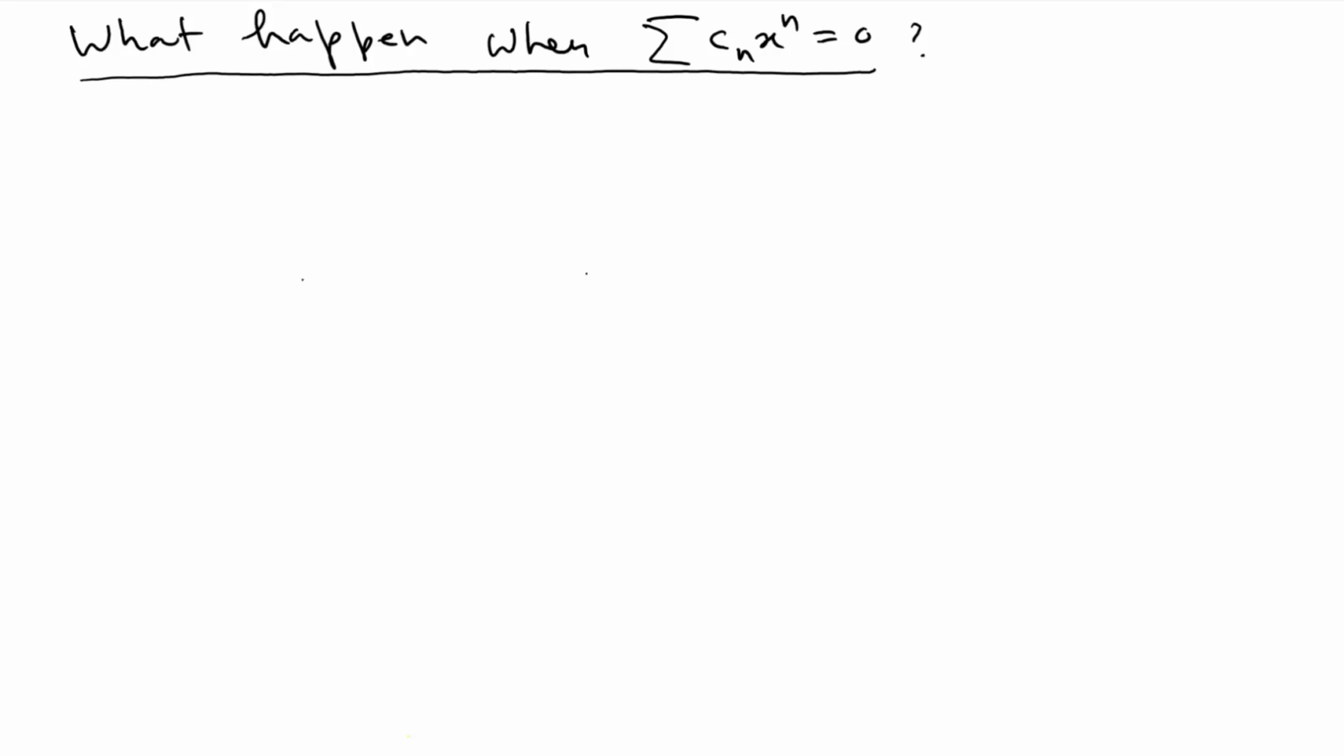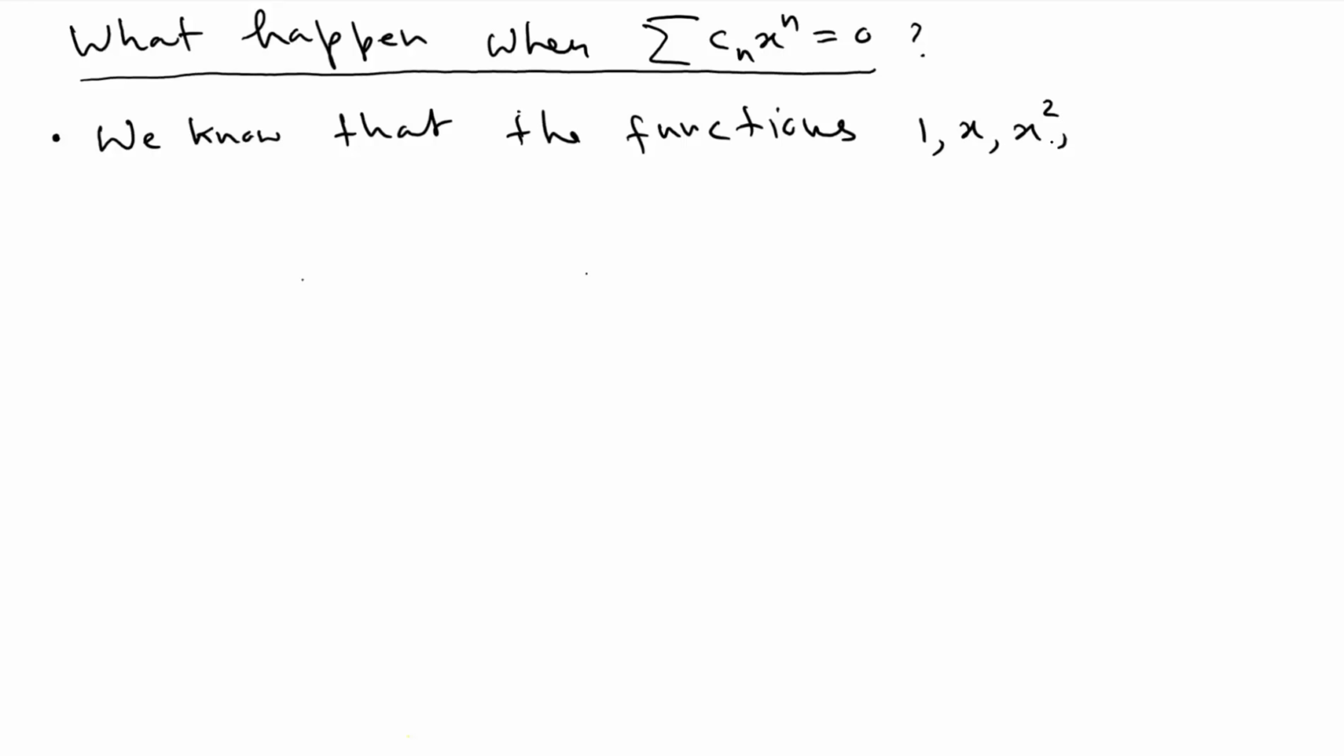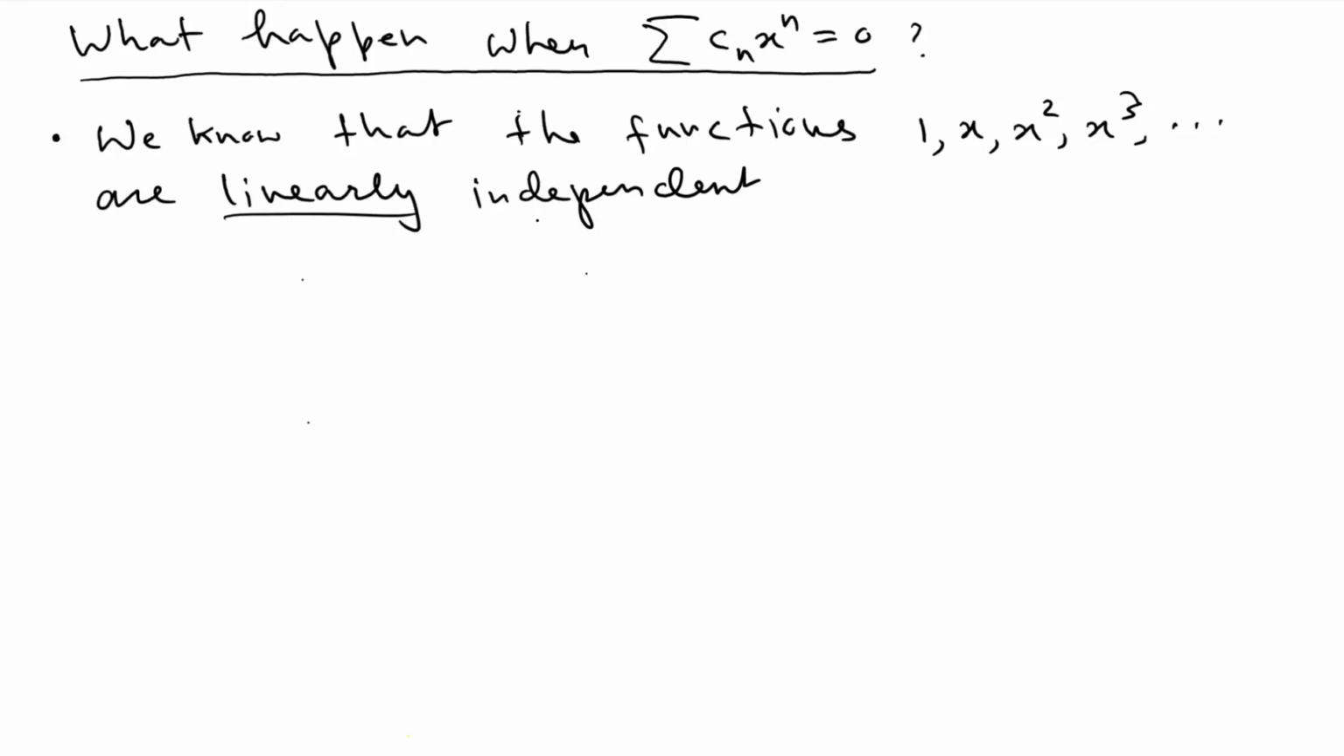Okay, we can do that when you try to solve a series using the power series method. So the idea is, we know that the functions 1, x, x squared, x cubed, like that, are linearly independent. We show that using the Wronskian or just by the definition.